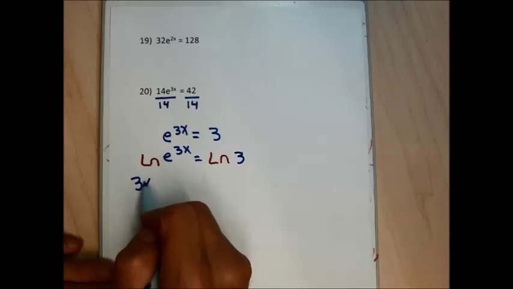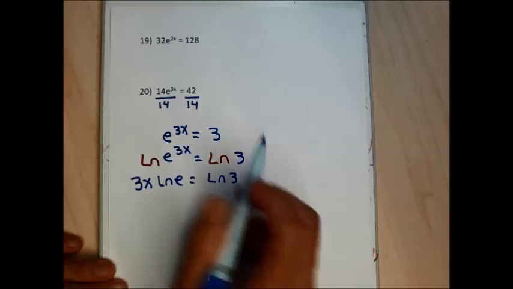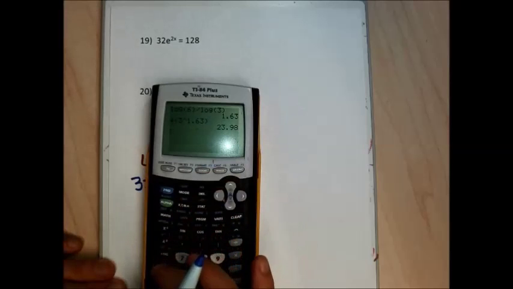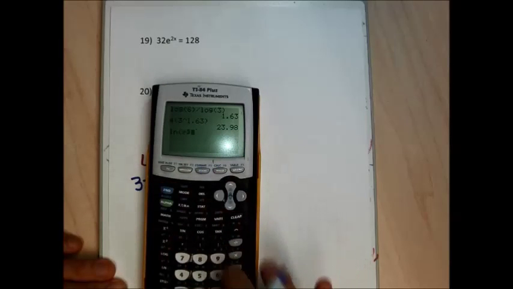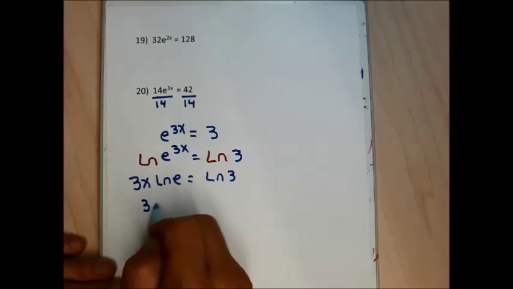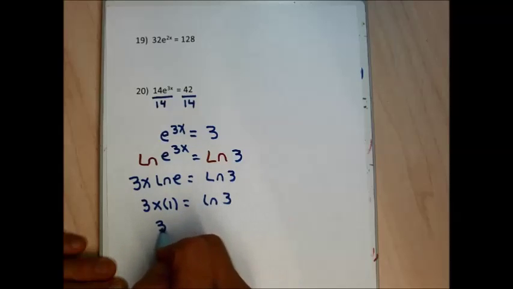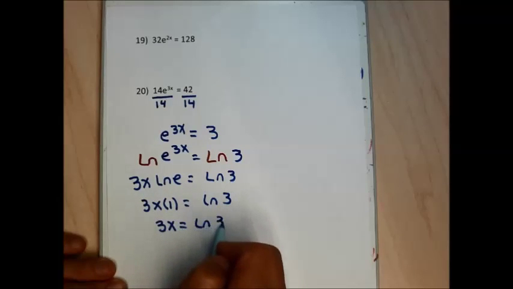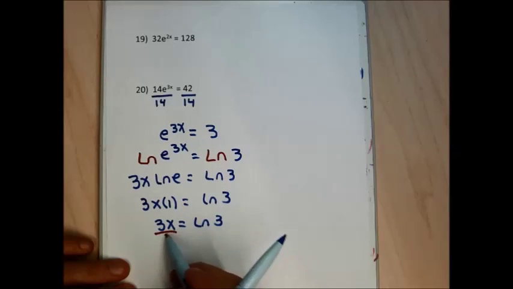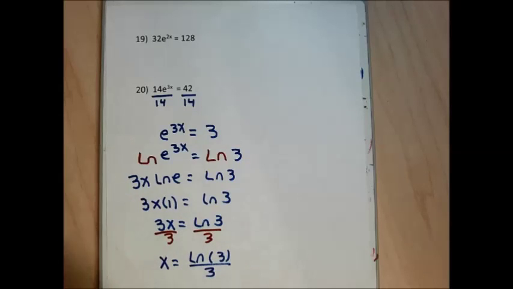I'm going to rewrite the left-hand side as 3x times the ln of e equals the ln of 3. And then on the left-hand side, that ln of e is equal to 1. So I'm going to replace this as 3x times 1 equals the natural log of 3. That's going to give me 3x equals the natural log of 3. And then I'm going to divide both sides by 3. I'm going to get x equals the natural log of 3, put that 3 in parentheses because my calculator needs it, over 3.